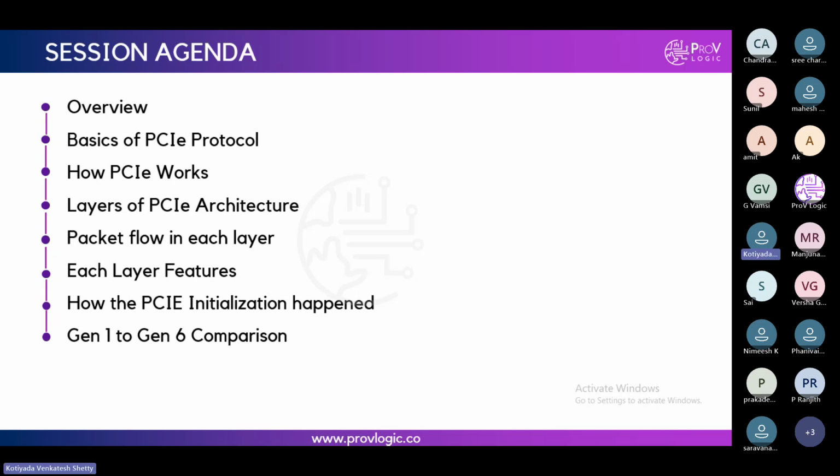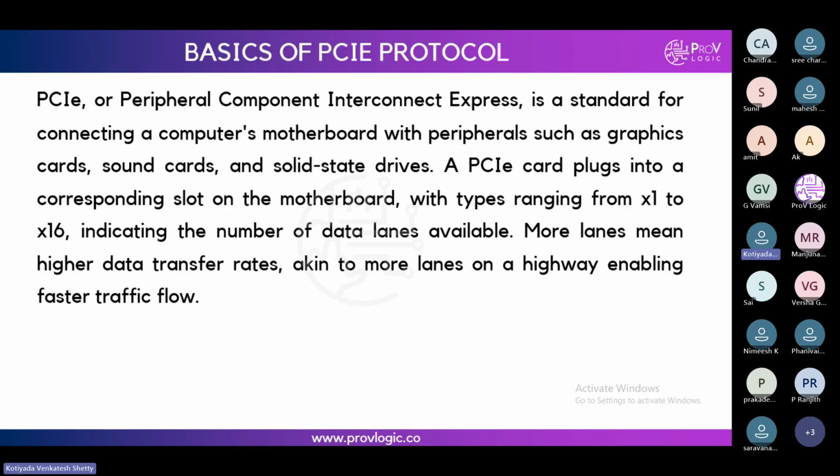Okay, we can start the session. Basically, PCIe is a serial data transfer protocol. PCIe stands for Peripheral Component Interconnect Express. Before PCIe, we had PCI. It is a parallel data transfer protocol, whereas PCIe is the serial data transfer protocol.